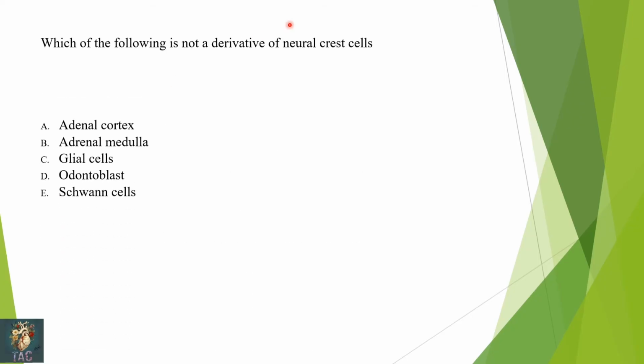Next: which of the following is not a derivative of the neural crest cell? Adrenal cortex, adrenal medulla, glial cells, odontoblast, or Schwann cells. A little bit tricky question. The adrenal medulla is derived from the neural crest and not the cortex. So the adrenal cortex is not a derivative. All others are derivatives of the neural crest cell. So the correct option for this question is adrenal cortex.